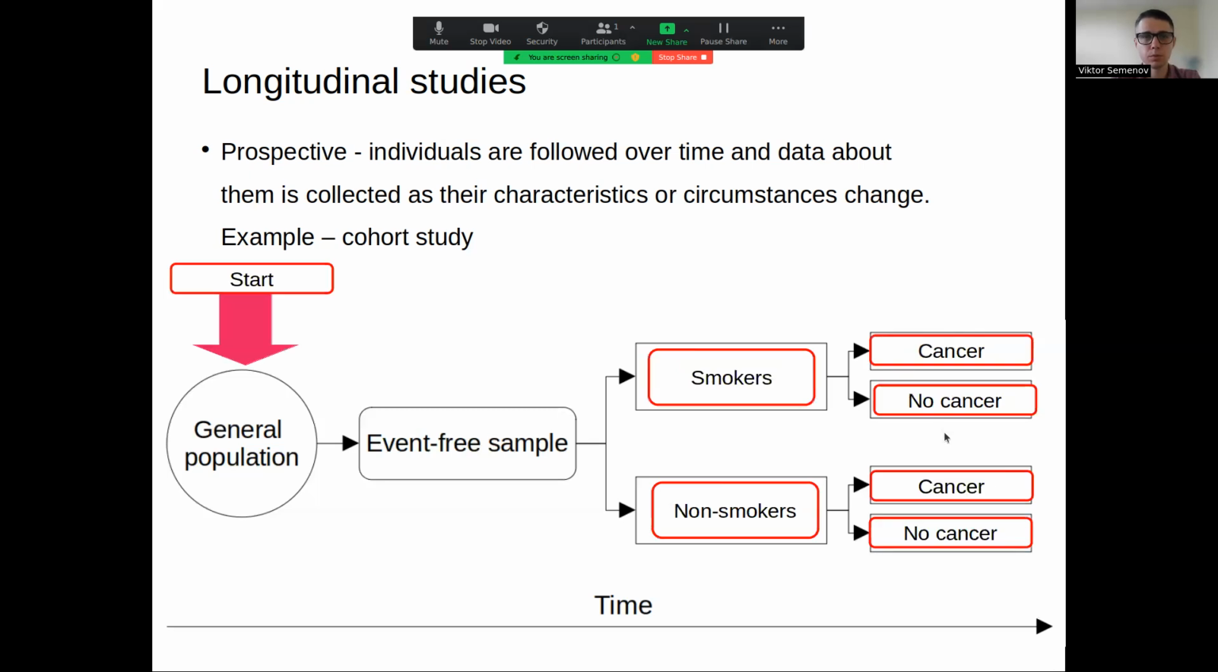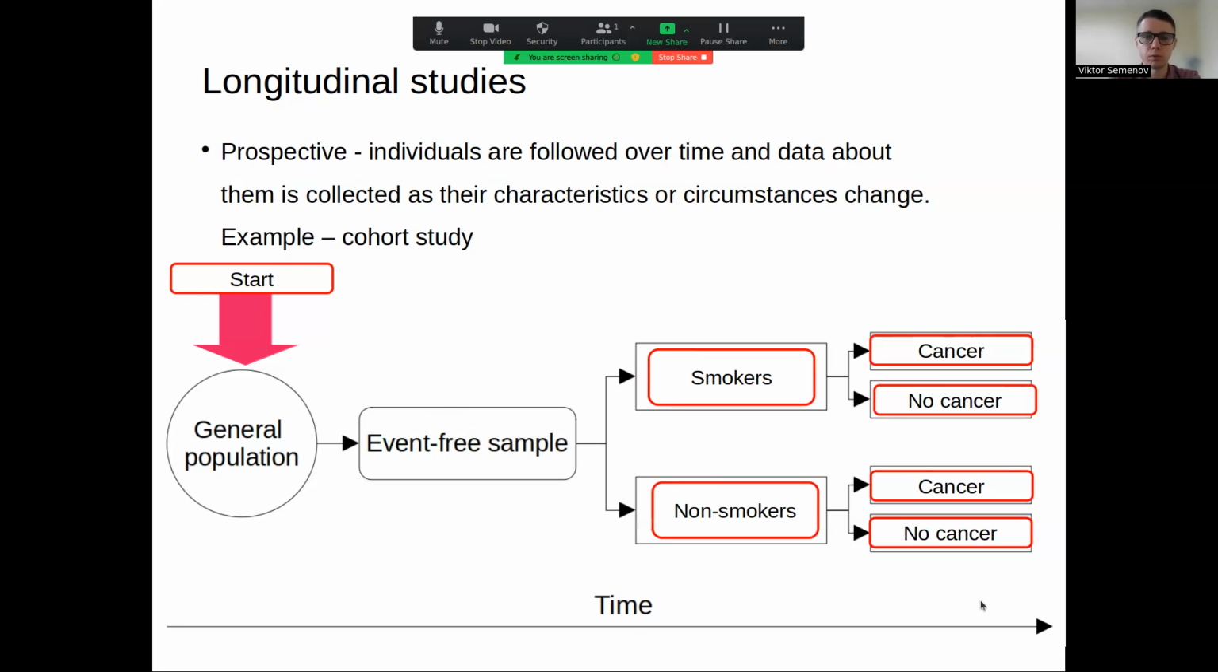So to do it less theoretical, let's say that we are wondering if smoking influences the probability of cancer development. For this purpose, we set people, first of all, who do not have lung cancer. So we will have the event-free sample so that we could compare the rate of outcomes in both groups. Then people decide by themselves either they would like to smoke or not to smoke. So we do not interfere, we just register who is going to smoke and who is not going to smoke.